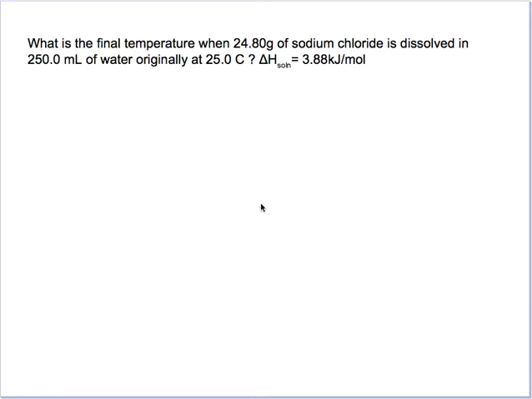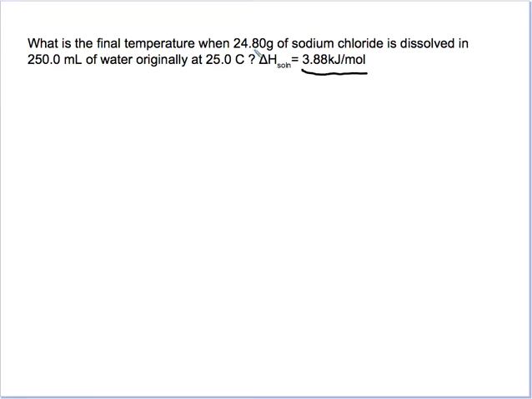Look at how to use the enthalpy of solution to figure out the final temperature after some sort of compound is dissolved in water. All right, so in this problem, 24.8 grams of sodium chloride is dissolved in 250 milliliters of water that's originally at 25. We're looking for the final temperature after it's been dissolved. Well, if you look here, it gives you the enthalpy of solution. Sometimes people call it the heat of solution. It gives you that right there, but it's in kilojoules per mole.